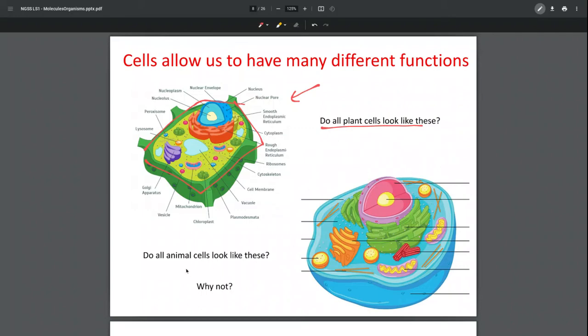Same thing goes with animal cells. We typically draw it as a sphere or just like a circle in 2D, but they are not all shaped like that. And why not? Because they have different jobs. This circle shape is not the best shape for all cell jobs. Okay, you'll see what I mean here in a second.